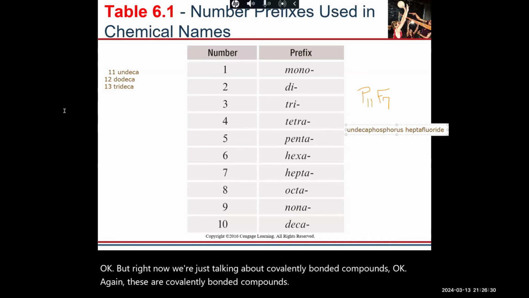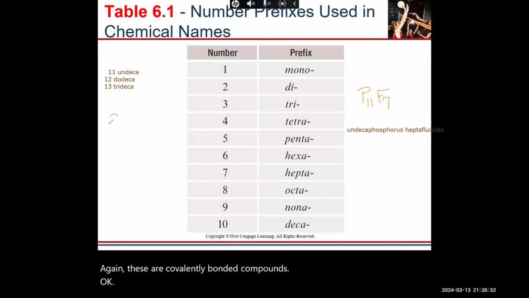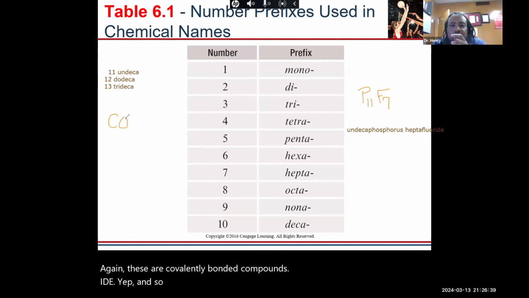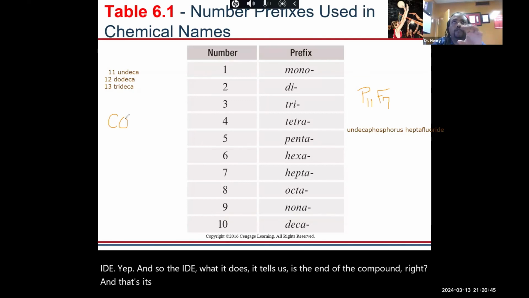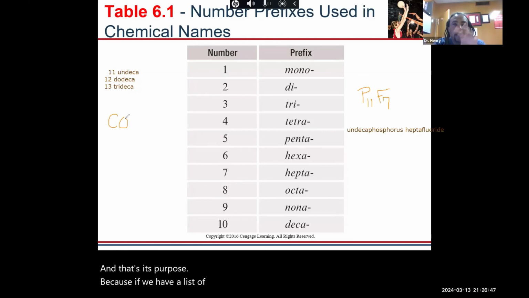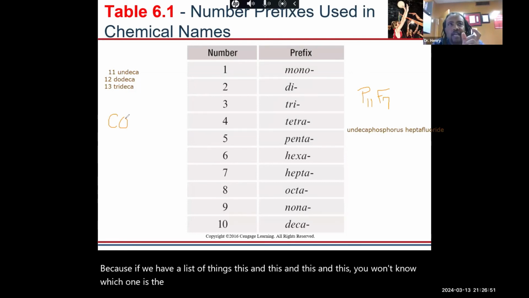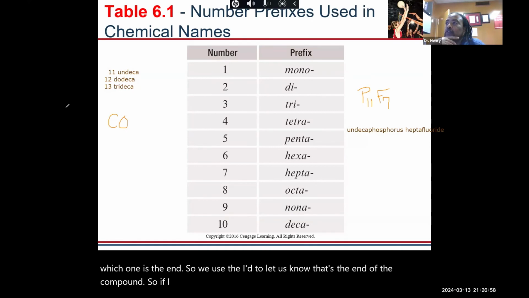For covalently bonded compounds, it's going to be IDE. What the IDE does is tell us it's the end of the compound. That's its purpose. Because if we have a list of things, this and this and this, you won't know which one is the end. So we use the "ide" to let us know that's the end of the compound. So if I have CO, this guy's called carbon what?